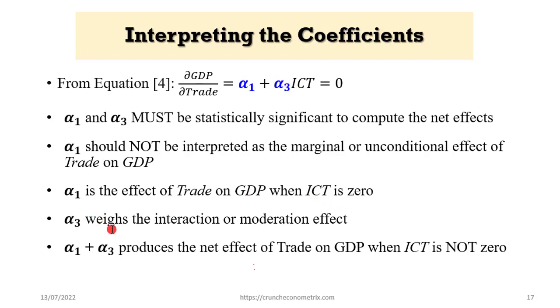Alpha 3 weighs the interaction or moderation effects. The addition of alpha 1 and alpha 3 produces the net or conditional effects of trade on GDP when ICT is not 0. So these are the things you must know when you are interpreting your coefficients.